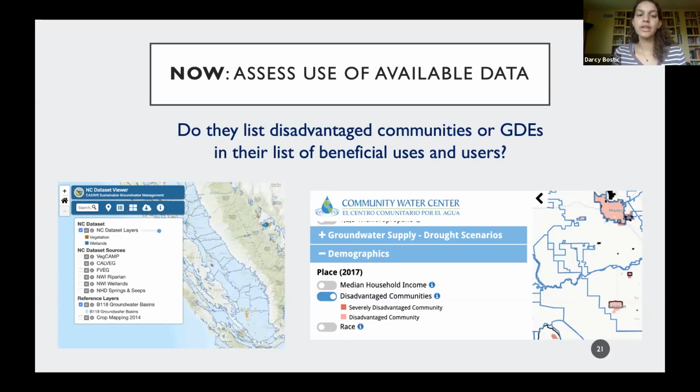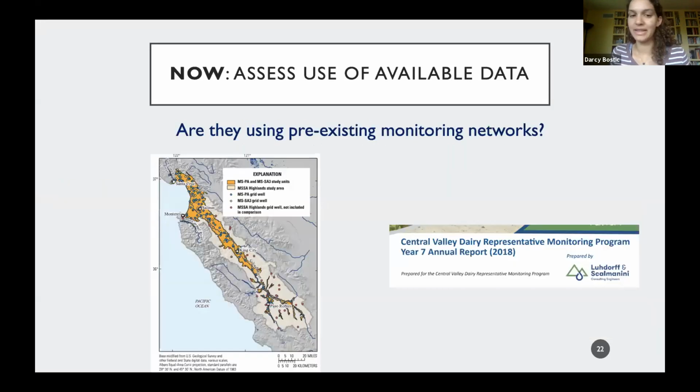And in addition, are they looking at GDEs? Are they going to this DWR site, the Natural Communities Dataset Viewer? Are they going there and saying, we understand where our GDEs are? Again, this is easily accessible information. GSAs can use this fairly easily. And in addition, another example of using all available data is using pre-existing monitoring networks.